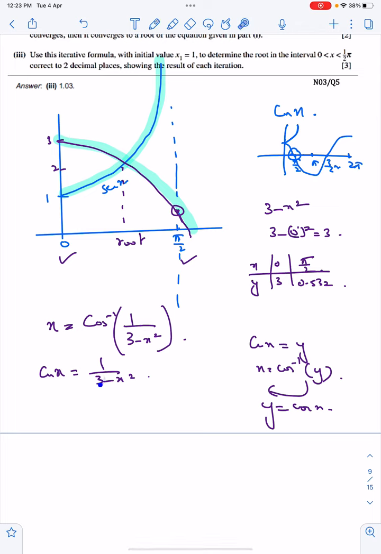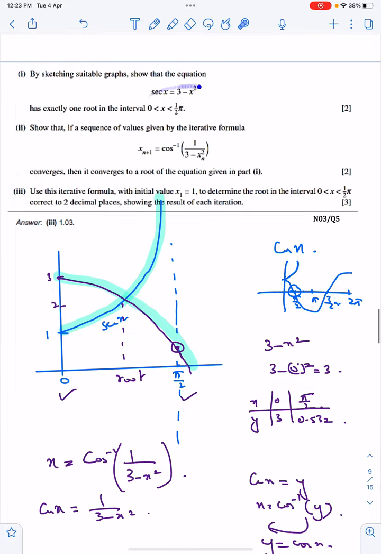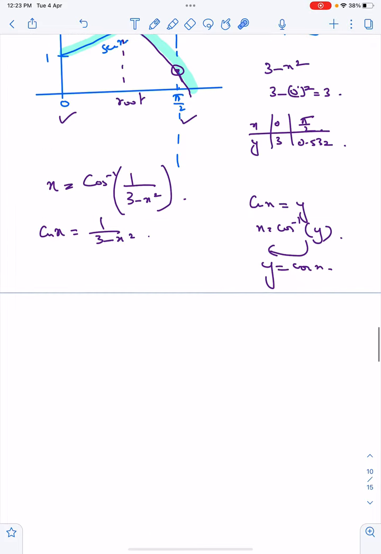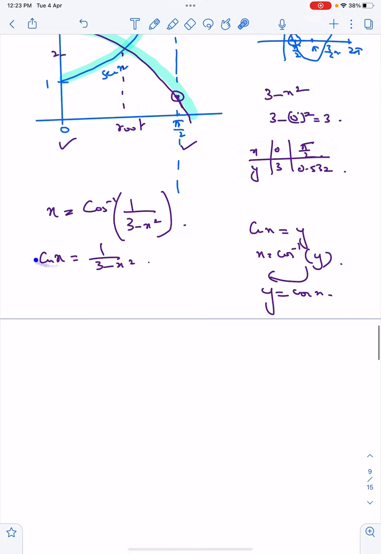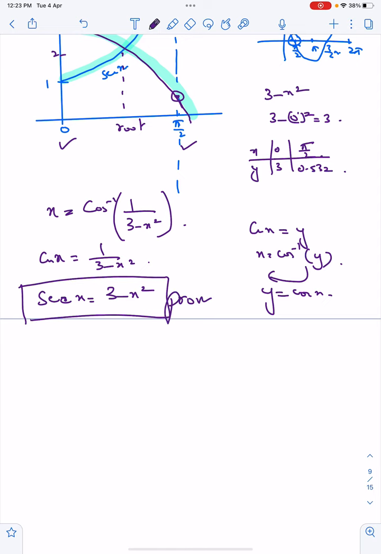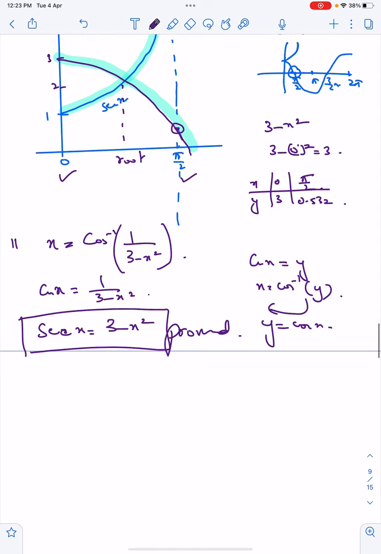What I'm going to do here is cross multiply or do something so that I get this initial equation back. That means sec x on one side. If I want sec x on one side, that means I have to reciprocate it. So if I'm reciprocating this side, I'm going to reciprocate this side as well. So this will become sec x equals 3 minus x squared. So this is what I had to prove for this part. So I'm done with the second part also.